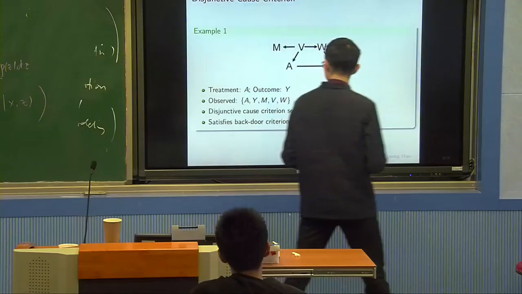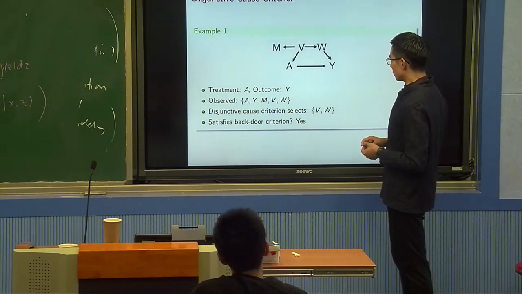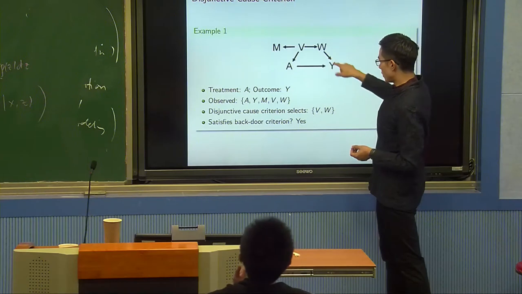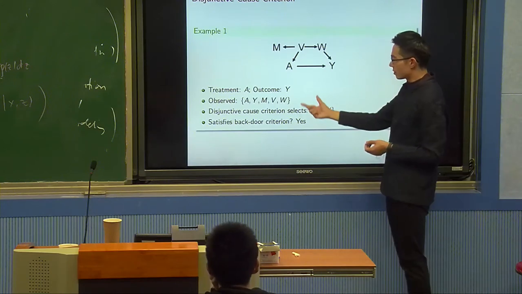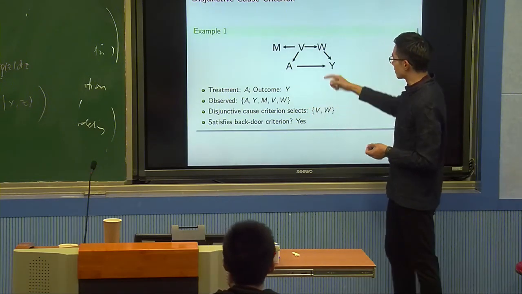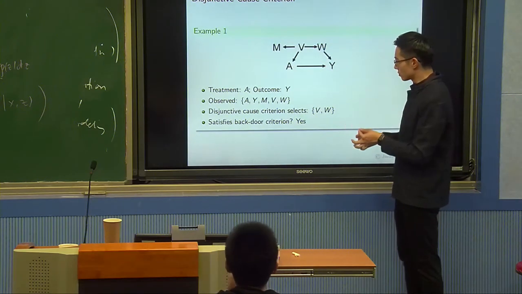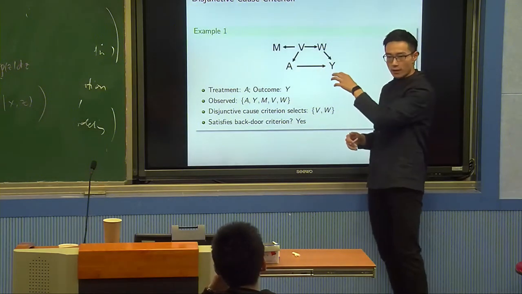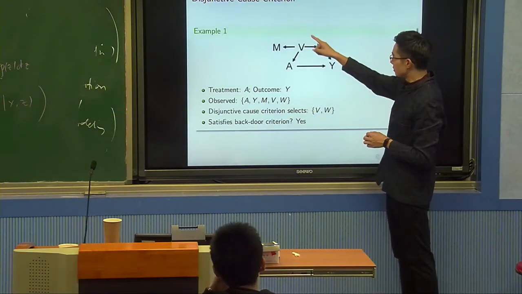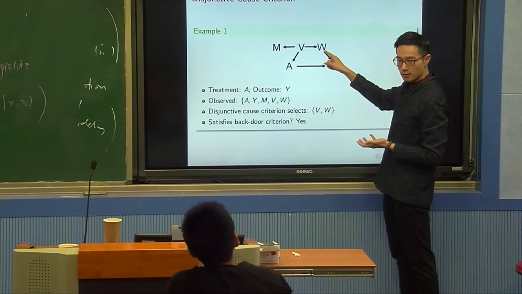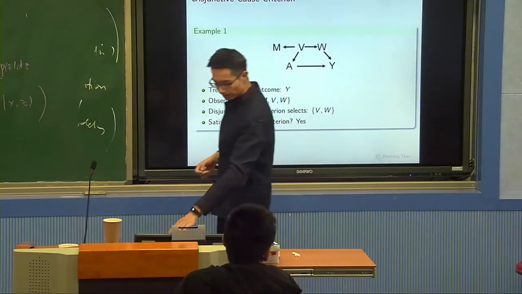So here's the example. Again, A to Y. Suppose the observed variables are A, Y, and B. I assume that we observe all the variables. The disjunctive cause criteria will select V and W, because V is the cause of A and W is the cause of Y. So it selects every cause of treatment and every cause of outcome. Now, do these two satisfy the backdoor criteria? Yes, because V satisfies, W satisfies, and V and W together also satisfy the backdoor criteria.